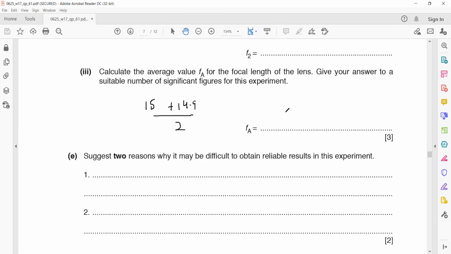So 14.95, but when you write your answer, you should write it to 3 significant figures. So you can round it off to 2 to 3 significant figures, so that your answers are accurate. You can write the average as 15 here. If you write 3 significant figures, this will be 14.9. If you round it off to 2, then it will be 15.